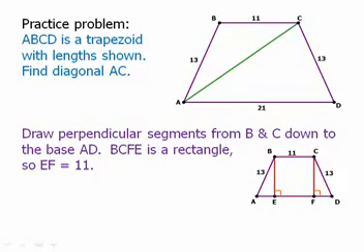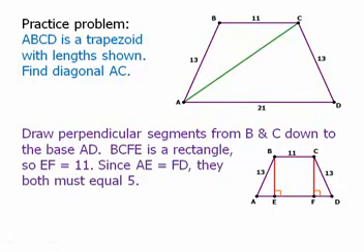So we know that the opposite side from BC, EF, also has to be 11. Well, that whole base is 21. And we know that AE and FD, the two small sides of the triangles, have to be equal to each other because those triangles are congruent. So it must be true that each one has a length of 5. So we split up the base, 5, 11, 5, and that adds up to 21.